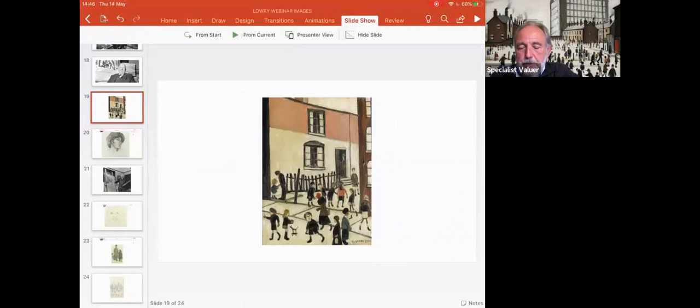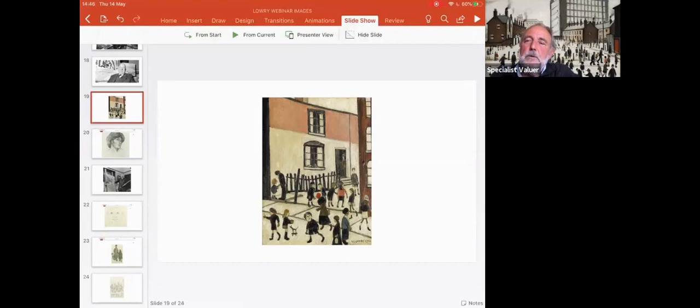Bear in mind, the picture is 16 by 12, so a good size. It made £157,000 in 2000. That same picture now is probably worth 250,000, maybe heading towards 300,000, maybe slightly more. Because, as you were saying, it's iconic, it's immediately recognizable.